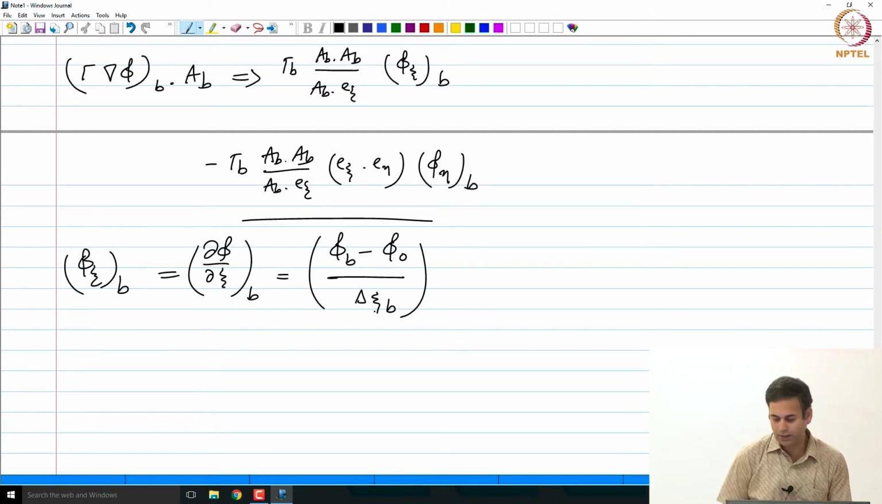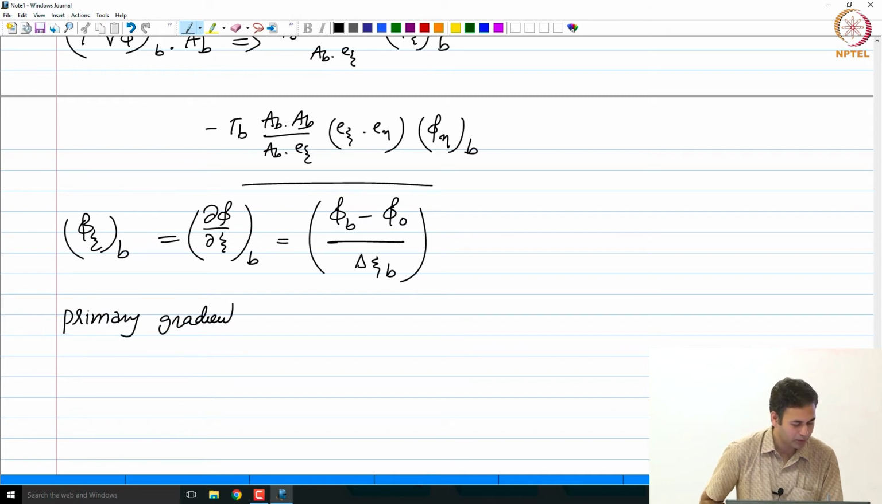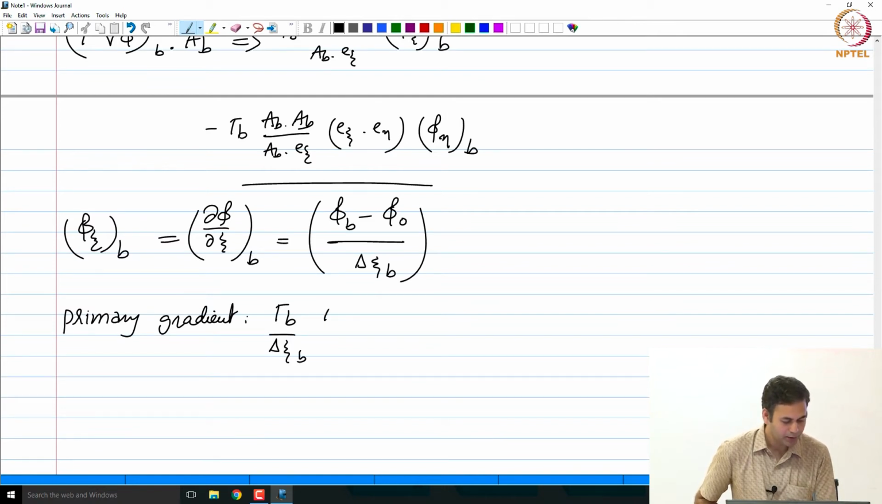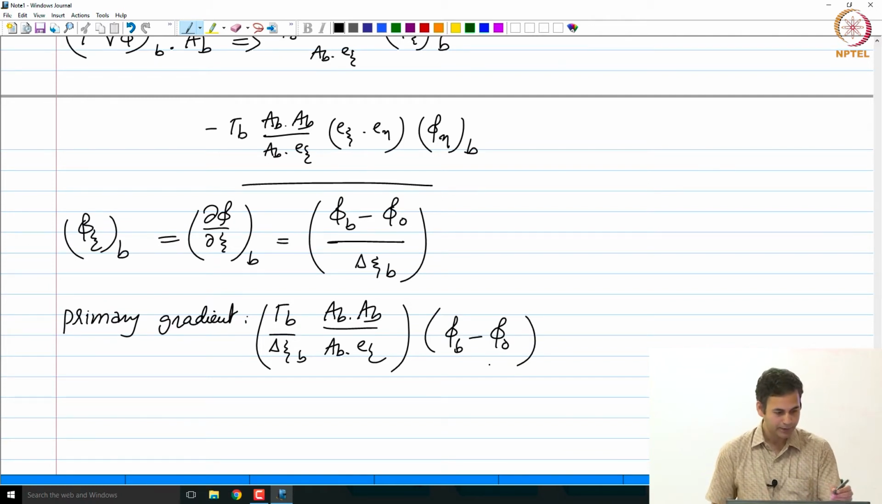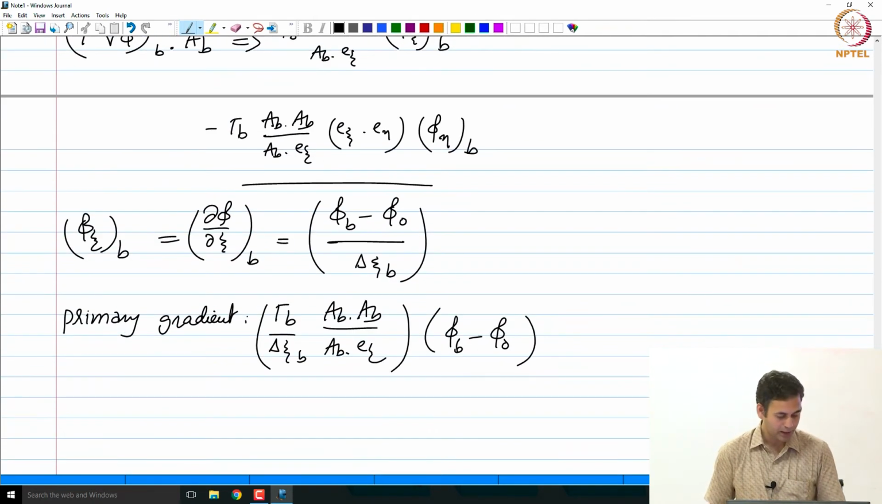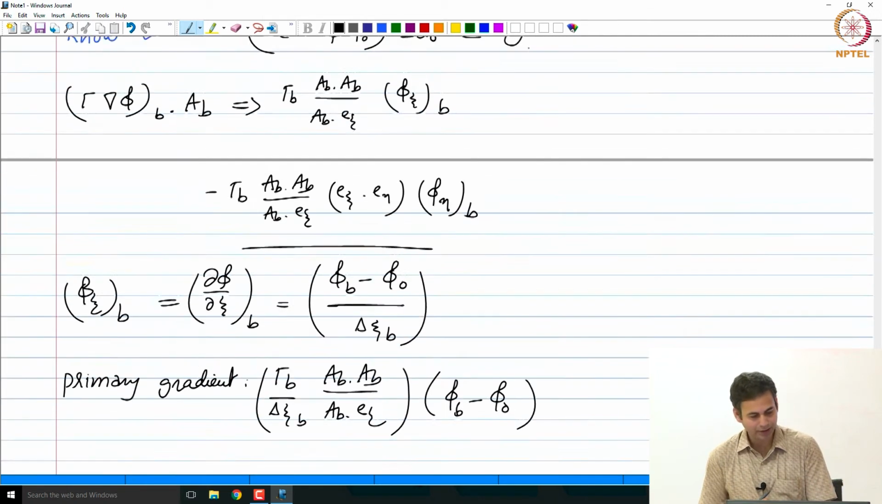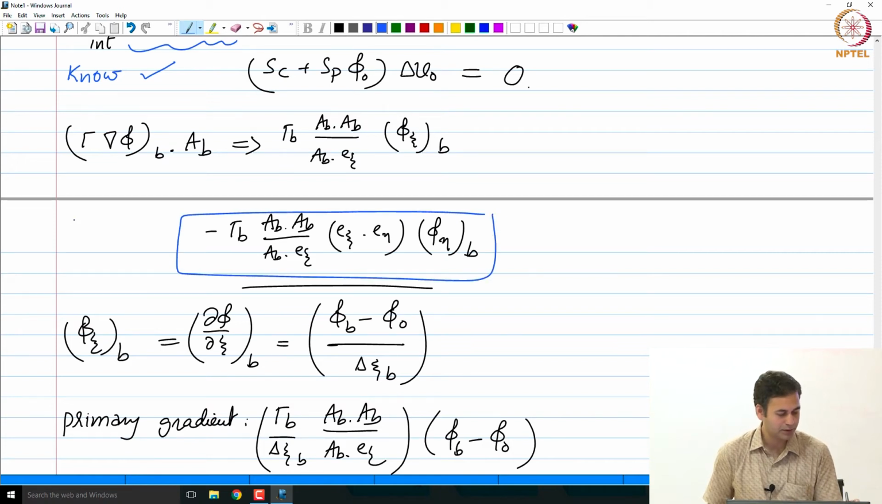Fine. So, what about the primary gradient term? If I write it here, this would be gamma b by delta xi b, A b dot A b by A b dot e xi times phi b minus phi 0. That is what we have, isn't it? That is the primary gradient. What about the secondary gradient? Now, how do we calculate this? This is our secondary gradient.